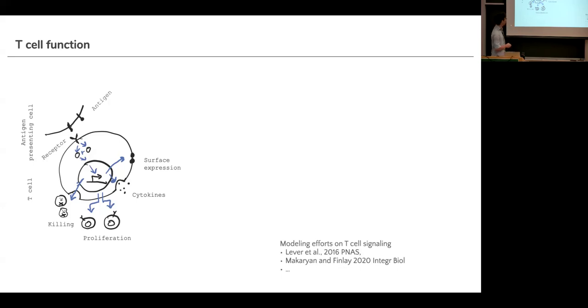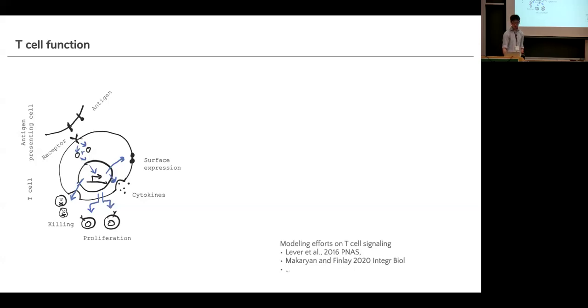And the output can be the T cell going to kill another cell. That's part of its job as an immune cell. It can proliferate, so it can make more T cells. It can release cytokines that communicate with other cells, or it can just put molecules on its surface. And this includes molecules like CD69.